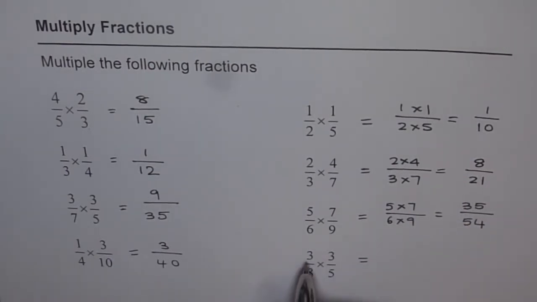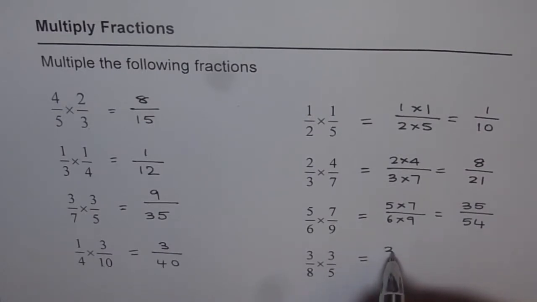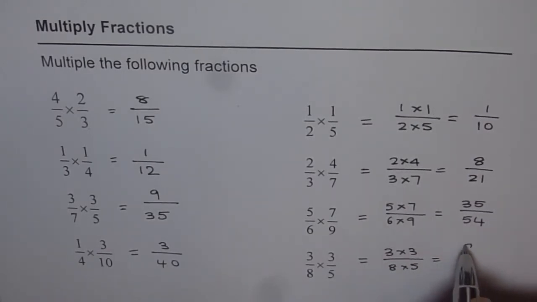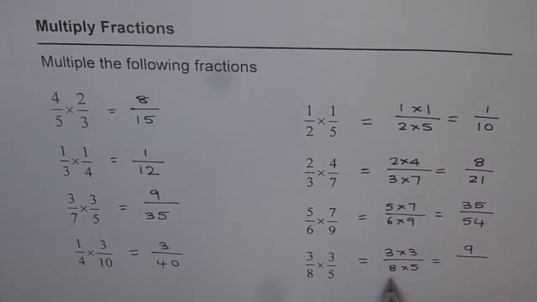The next one is 3 times 3, 9. Let me write 3 times 3 and you can then write down your answer. 8 times 5 in the denominator. We get 3 times 3 is 9, 8 times 5 is 40. So we have done all the multiplication of fractions.